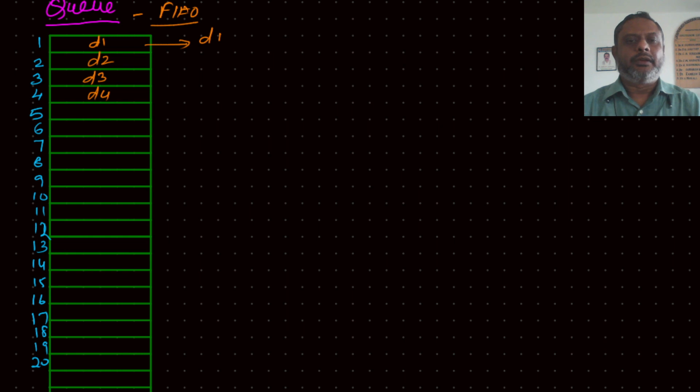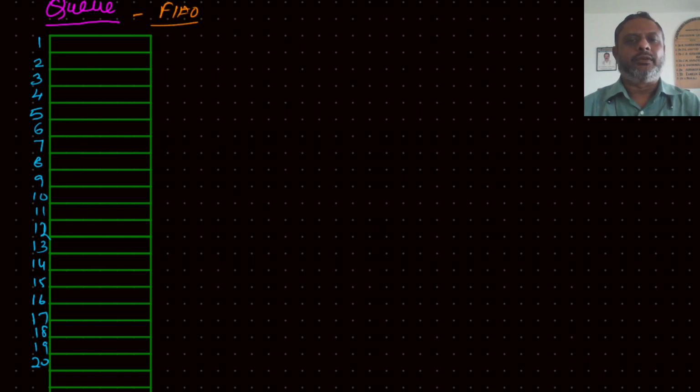D1 data is in the front of the queue. Therefore, when we read the data, D1 comes out first, and then comes D2, and then D3, and then D4. Okay, so that's how things work when you look at it from a human perspective. But if you look at a machine's perspective, it is not that simple. So we need to redo things, if you want to put it that way.